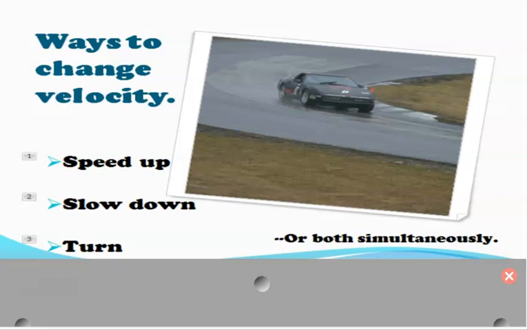Just a reminder too that the change in velocity is acceleration. That can happen when you speed up or when you decelerate and slow down, but it also can be when you're going 55 miles an hour around a curve and you are not changing your speed, but you're changing your direction. So these three cases right here would all be changes in velocity, or acceleration.